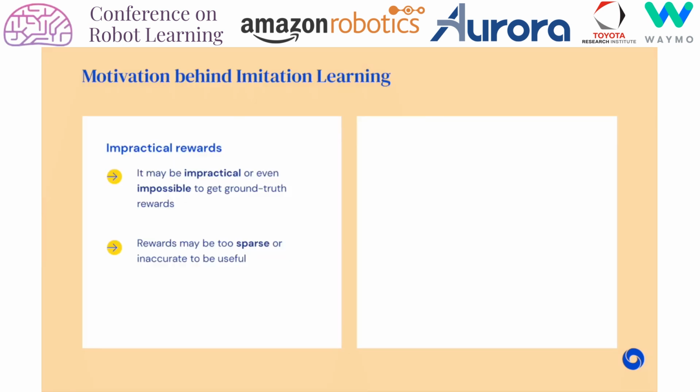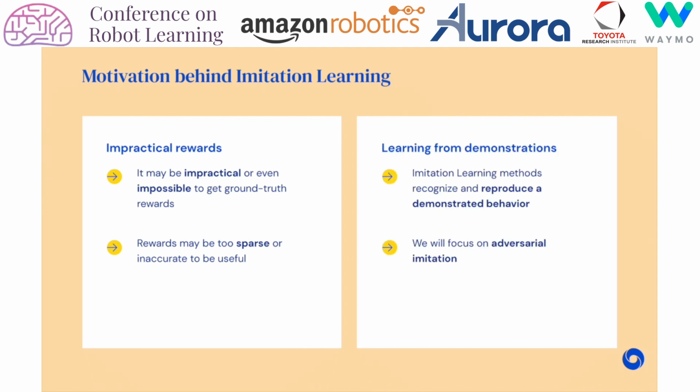In reinforcement learning, we usually assume that we have access to rewards aiding our agents. However, it may be impractical or even impossible to get those ground truth rewards, and even if we do have them, they may be too sparse or inaccurate to be actually useful. In those cases, we may want to use imitation learning methods as they recognize and reproduce demonstrated behaviors. It means that we can make our agent act as shown in some pre-recorded demonstrations.